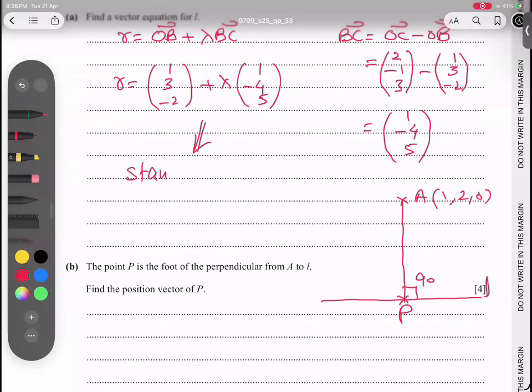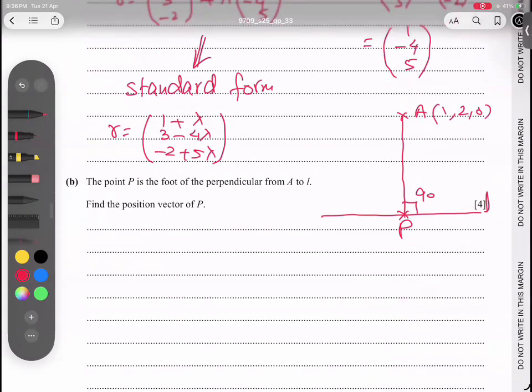So what is standard form? Standard form is very important. When I find the standard form, lambda multiplies inside and we add these values: 1 plus lambda, 3 minus 4 lambda, and negative 2 plus 5 lambda. When I convert to standard form, it represents millions, trillions, every point on the line. We can say this is also OP. So I'm copying it and labeling it here as OP.